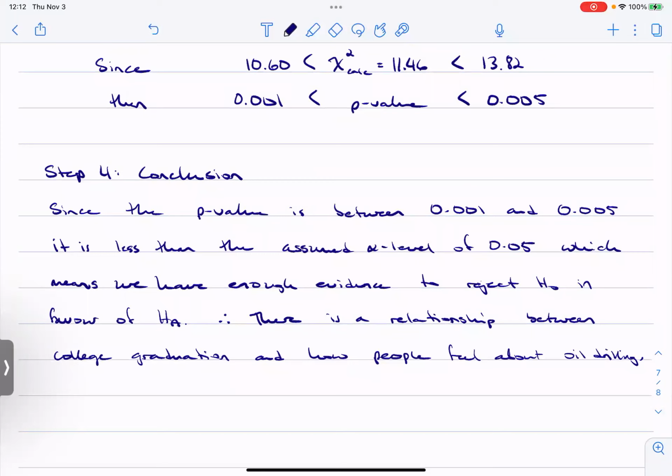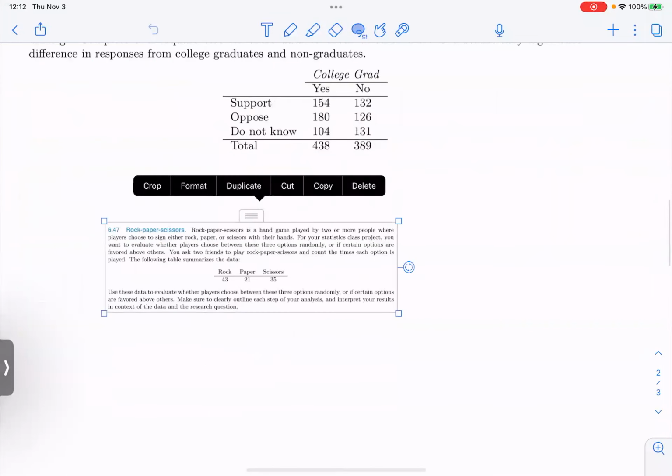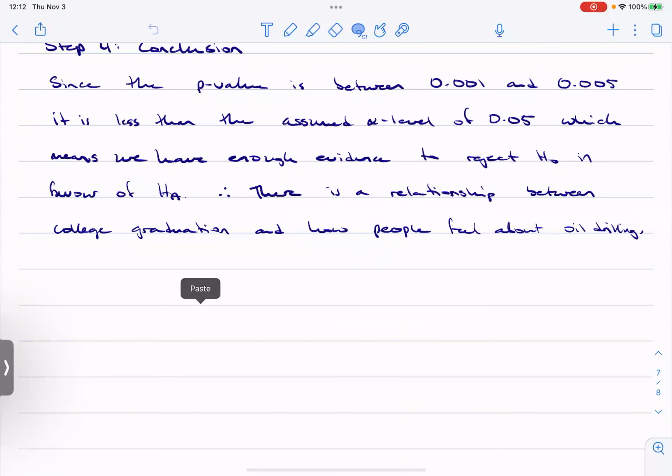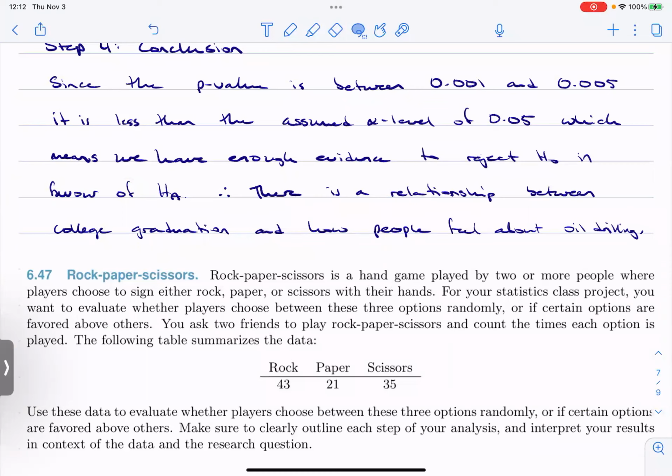Now, I did say I had another example for the goodness of fit testing, just to emphasize that we are doing the same stuff. The difference is just one-way or two-way tables. And I want to do this cute example about rock, paper, scissors. We've all played it.